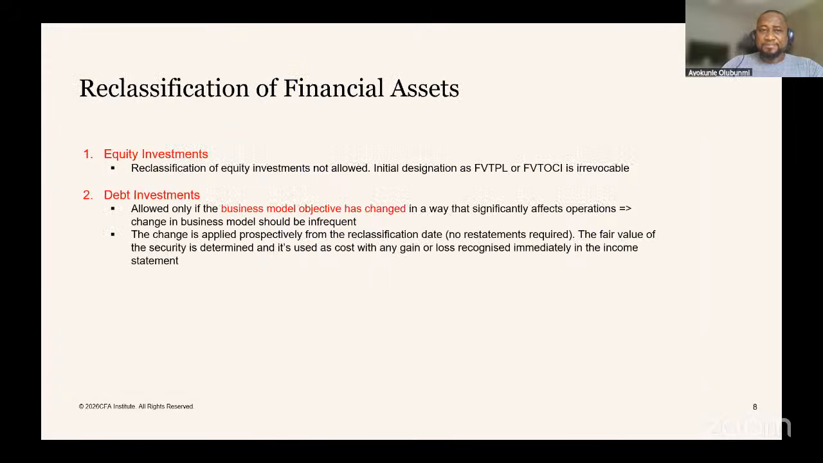Your OCI. In terms of reclassification of financial assets, remember I mentioned to you that for equity investments, equity securities, you can't even reclassify them. Whatever they are at the outset, that is where they will be until they actually leave your books. Recall again, those that are held for trading will be your fair value through profit or loss. For those that are not held for trading, you can be in either fair value through profit or loss or fair value through OCI. But that classification is what? Irrevocable.